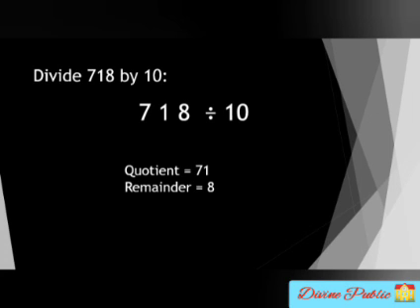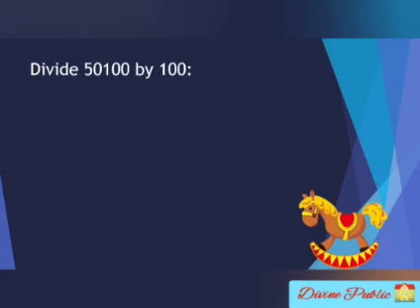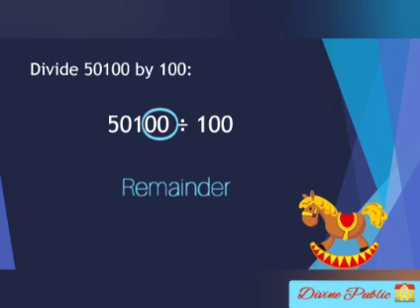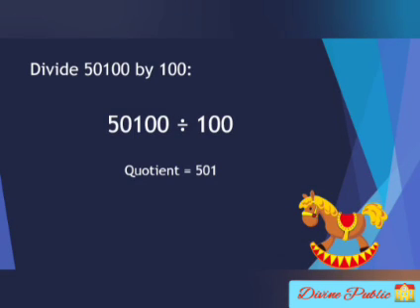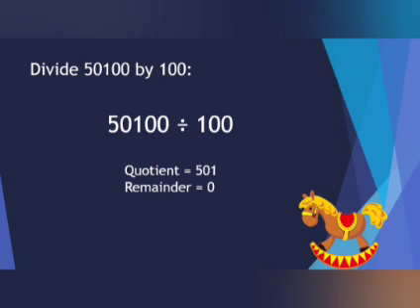Now, let us move to our next example, division by 100. So, let us see the example. Divide 50,100 by 100. When we divide a number by 100, the number formed by the last two digits on the extreme right in the dividend is the remainder, and the number formed by the remaining digits is the quotient. So, in the division of 50,100 divided by 100, quotient is equal to 501, whereas remainder is equal to 0.